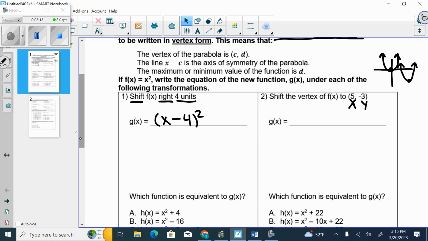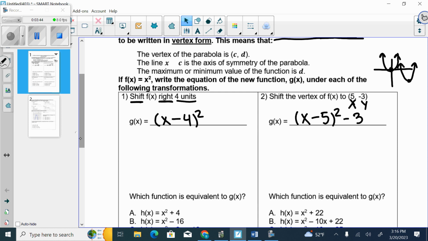All right, did they say anything about a stretch or compression? No, so I don't need anything in front, but we can tell we definitely moved left or right some. So I'm going to need some parentheses for my x. Did it move to the left or to the right? To the right, so we put minus. Very good. Squared. And did it move up or did it move down? Down. How many? 3.